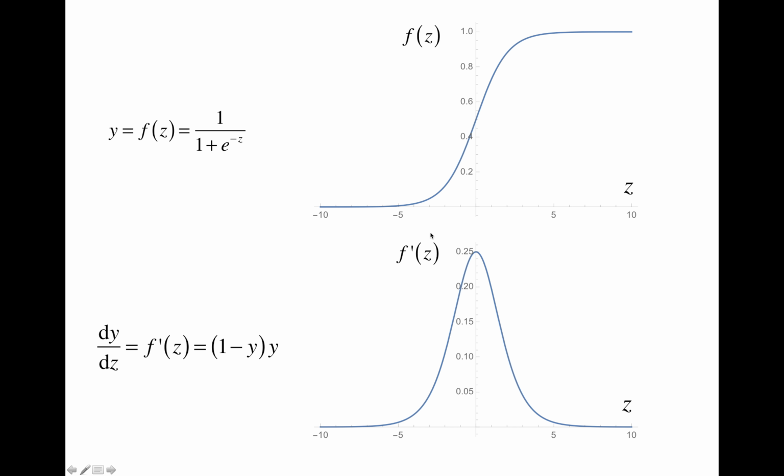If you make a graph of it, this is f(z) as a function of z, and this is f prime(z) as a function of z. The horizontal axis for both graphs is z, but the vertical axis for this graph is f(z), that's y, how y changes with the logit. And here it's f prime(z), the derivative of y with respect to z, as a function of z. So that's how it looks.